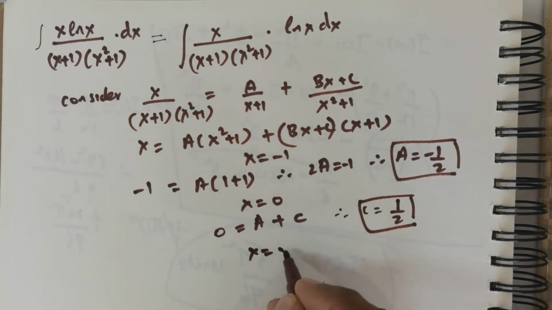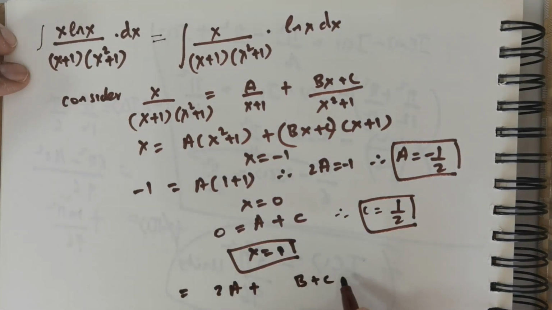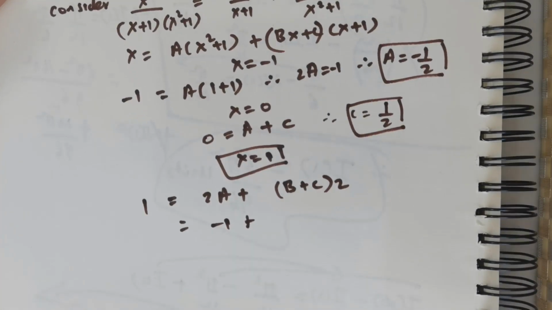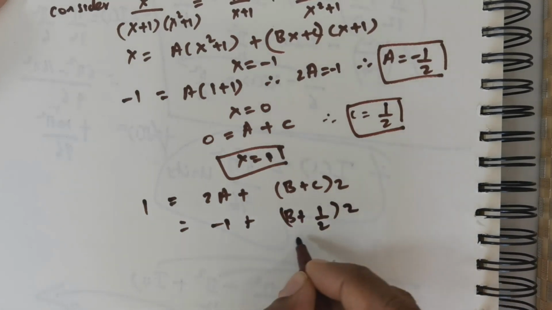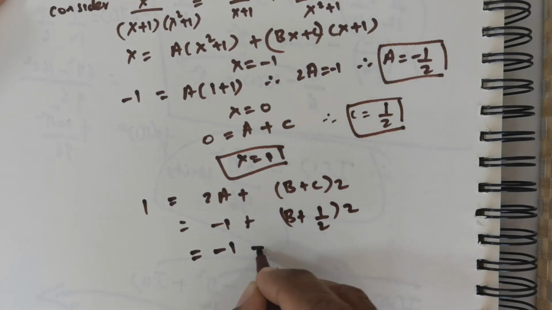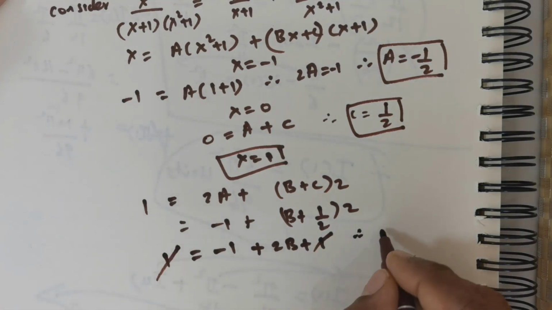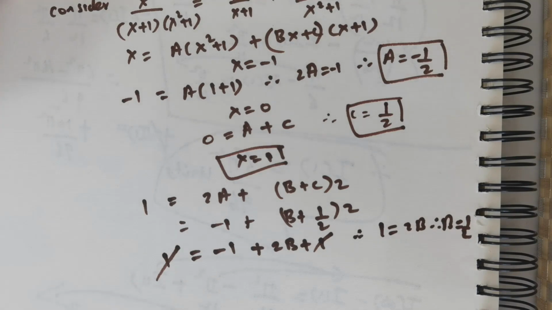Next you simply take x = 1, so that would give you 2A + (B + C) times 2, and A is -1/2, so this will be -1, and B has to be obtained. The value of C is 1/2, times 2, so this is -1 + 2B + 1 is equal to 1, and this one gets cancelled, so 1 = 2B, therefore B is equal to 1/2, right?